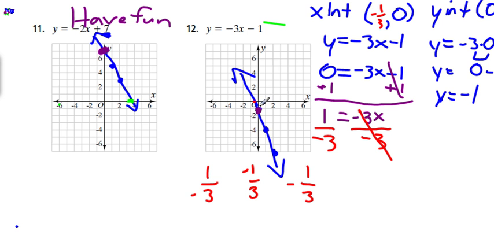So there's our x-intercept and our y-intercept. We will go over more of this tomorrow, so if you still don't get it, that's okay. We're going to get it eventually, hopefully, right?